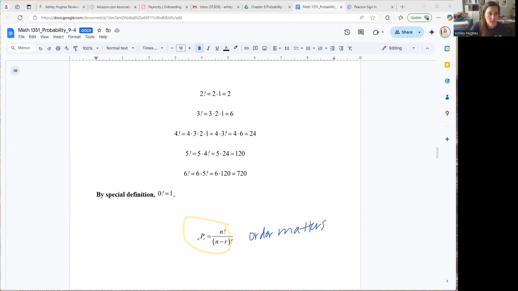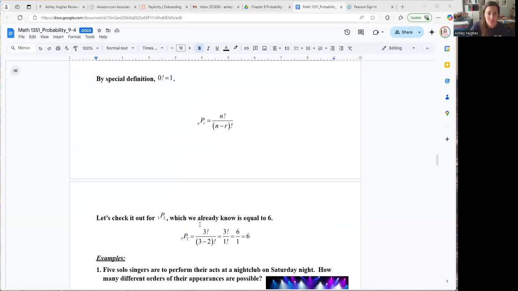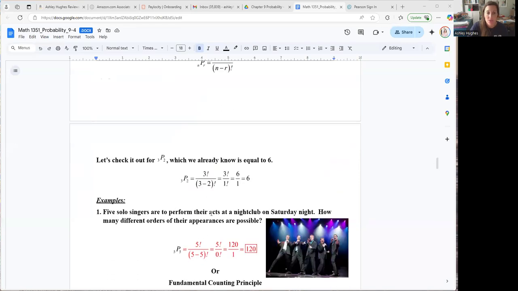So let's jump into some examples of permutations. 5 solo singers are to perform their acts in a nightclub. How many different orders of their appearances are possible? So this is a permutation of 5 with 5, because you have 5 singers and they're going to take up the 5 spots. It's not only like 3 are performing or 2, all 5 of them are performing. So by the formula, we put the first number right here, goes on top. And then we subtract these 2, and that goes right here. 5 factorial we saw above was 120, and we defined 0 factorial to be 1, so we get 120.